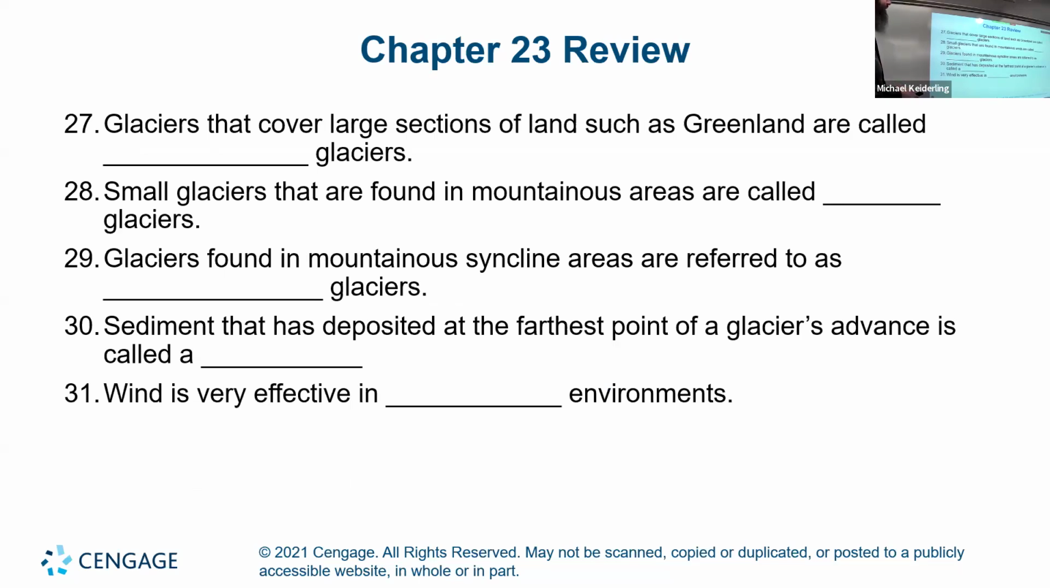Glaciers found in mountainous syncline areas are referred to as valley glaciers, because they're in valleys. That's what a syncline is. A syncline is a dip. Sediment that is deposited at the furthest point of a glacier's advance is called an end moraine or a terminal moraine. Wind is very effective in desert environments.